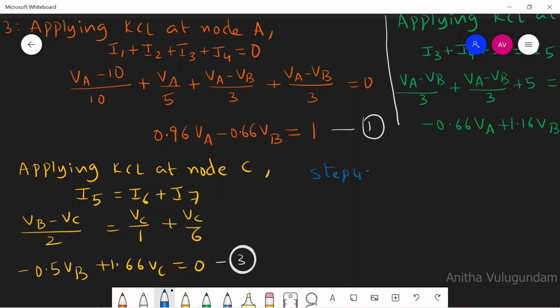Next, step 4. Solving all the KCL equations to find node voltages. Solving equations 1, 2 and 3. We obtain node voltages as VA 8.06 volts, VB 10.2 volts, VC 3.07 volts.